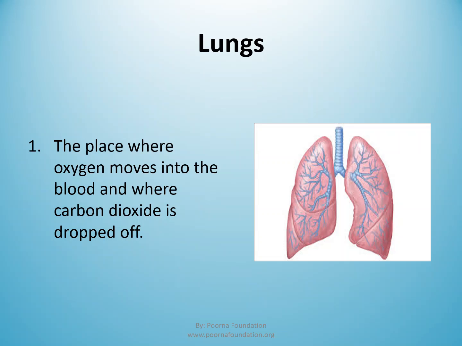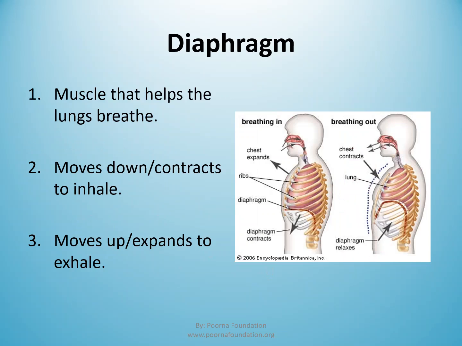The lungs are two organs inside the thorax on the left and right sides. Because the left lung is located near the heart, the left lung is smaller and has two lobes, seen here and here, while the right lung has three lobes, here, here, and here. Your diaphragm is a dome-shaped muscle below the lungs that helps the lungs breathe. It moves down or contracts to inhale and moves up and expands to exhale.